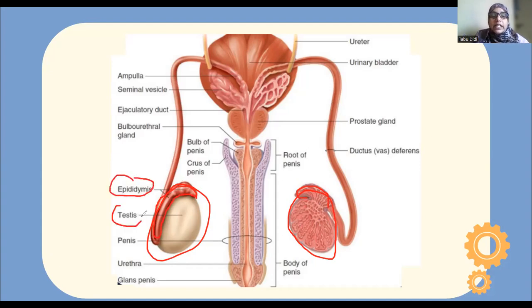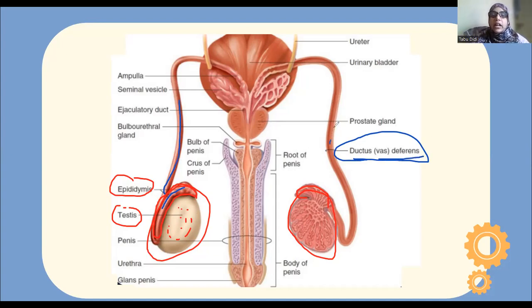So number one, the testes pair will be there, right and left. Then they are connected to a duct or a tube, which will carry the sperms, the male gametes produced in the testes. They will be carried from the epididymis to this duct. This duct is known as vasa deferens, or you can just call it the ductus deferens.